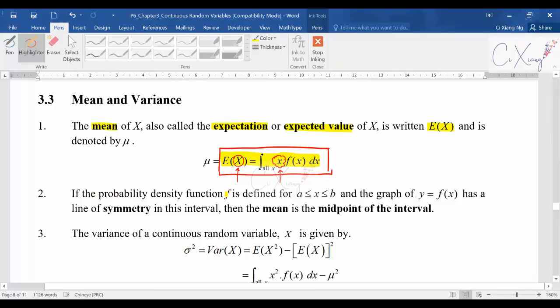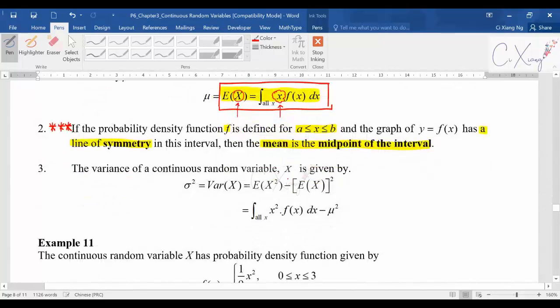Then there's one important note that you need to know here. When the function f is defined from a until b, and the graph has a line of symmetry in this interval, then the mean is the midpoint of the interval. Sometimes they give you a figure, and if you find that in the domain given you have a line of symmetry, that means the mean will be the midpoint of the interval. We'll discuss this example later. But for most questions, you need to involve the integration part. So this is how we calculate the mean.